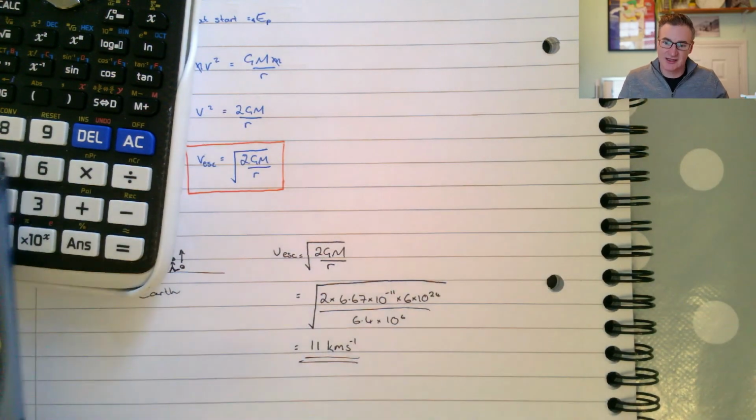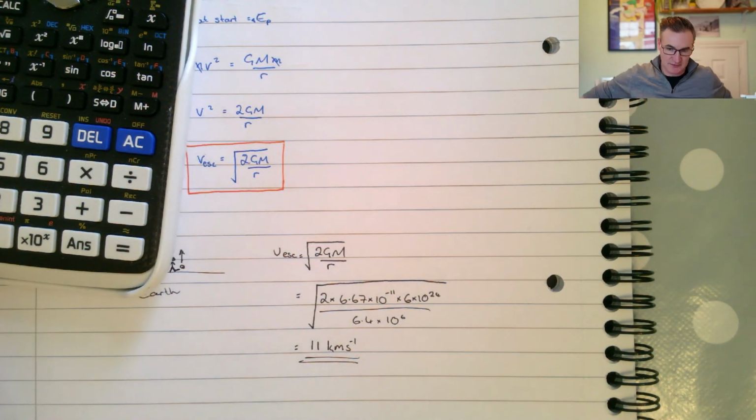And as I said before, that's independent of the mass of the object. So you could fire a rocket, or whatever you want. It has to have an initial velocity of at least 11 kilometers per second if it was fired.